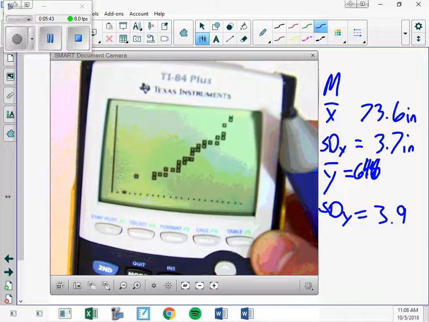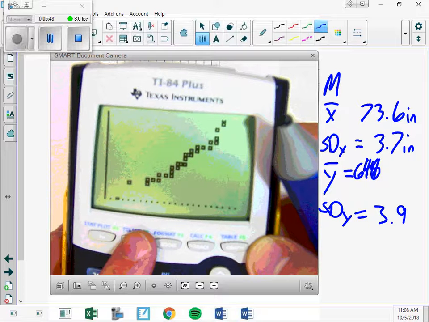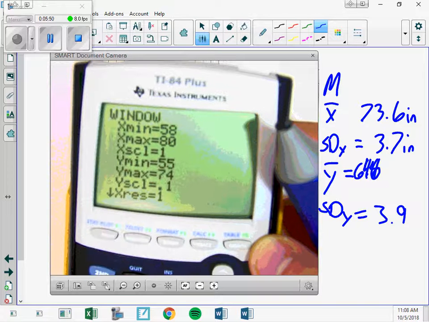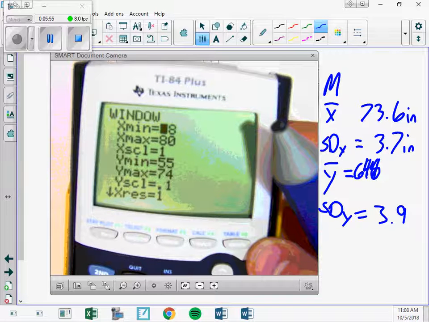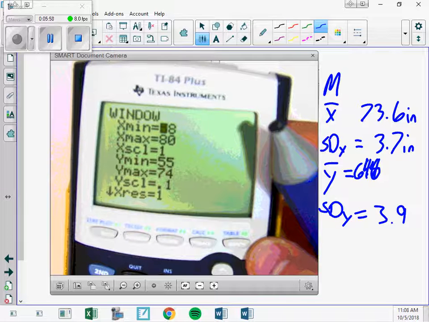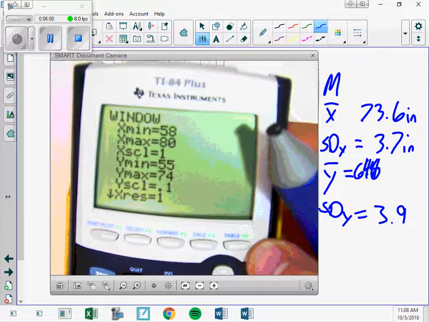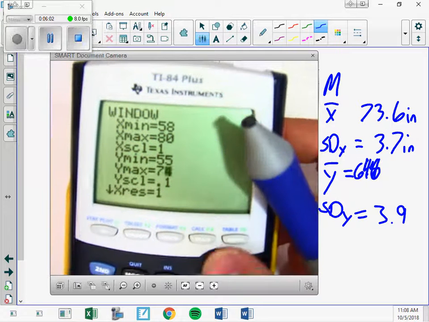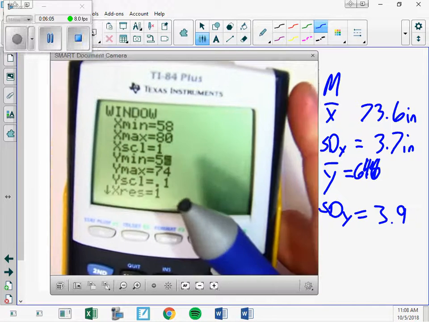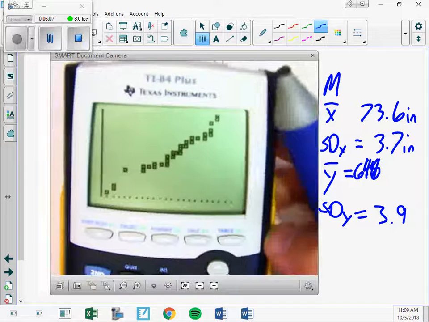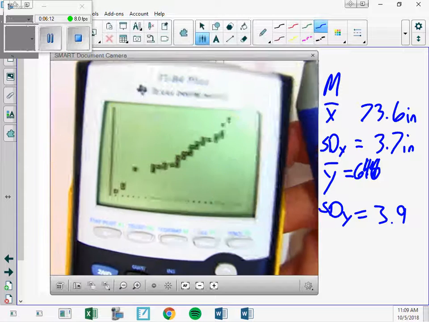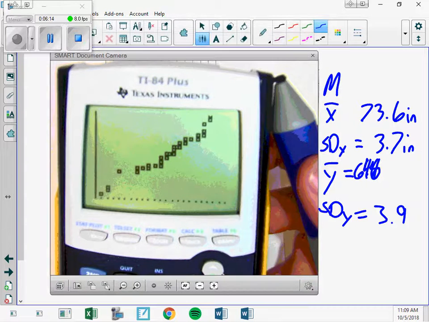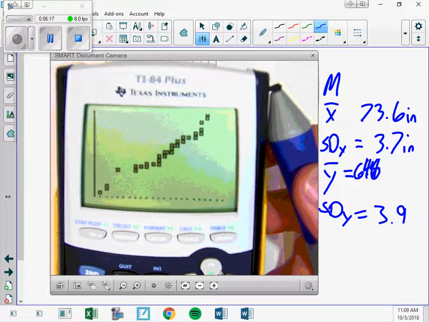Is that point down at the bottom not supposed to be there? Was there a woman shorter than 50? Was there a woman around 55? What was the shortest woman? 53? Okay, so I'm going to go down to 52. Oh, there are a couple down there. Wow. Okay. All right. So put a guess for the R value.